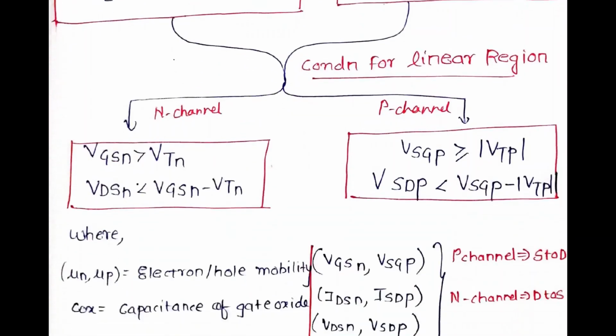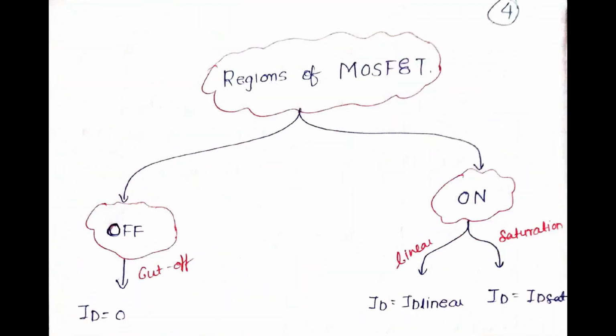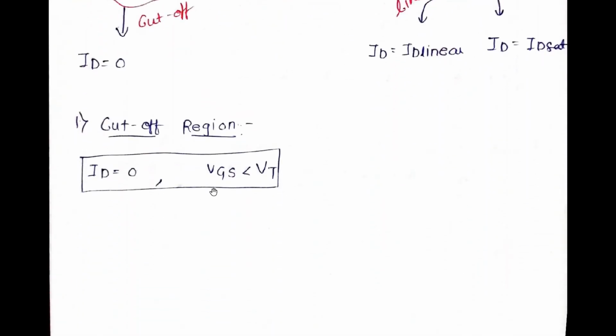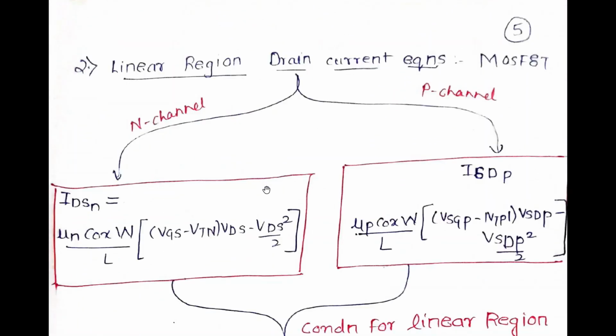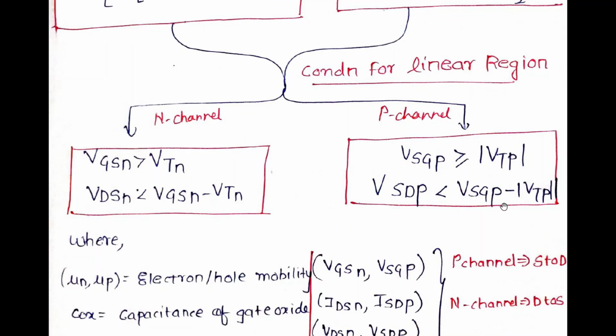P channel. So in case of your N channel, the conditions, if you remember, the condition for drain current in cutoff was that VGS is smaller than VT. But here for the N channel, VGSN, where N indicates the N channel, is greater than or equal to VTN, and VDSN is smaller than VGSN minus VTN. Similarly for a P channel, it is source to gate. So VSGP is greater than or equal to mod VTP, and VSDP is smaller than VSGP minus mod VTP.